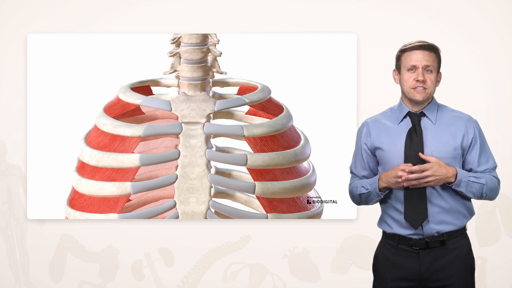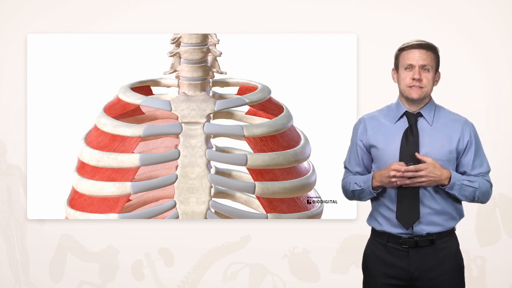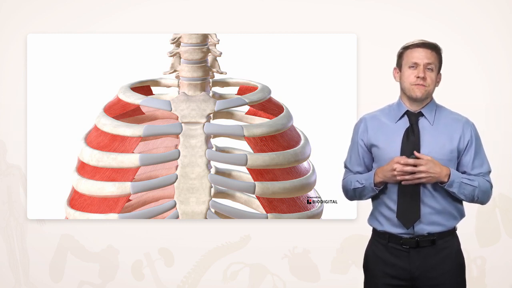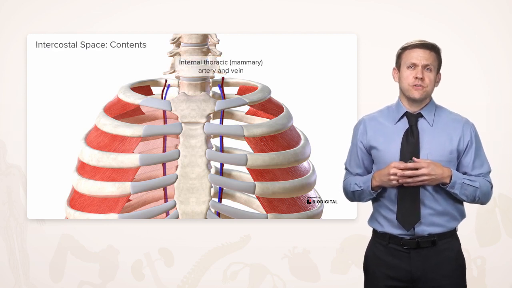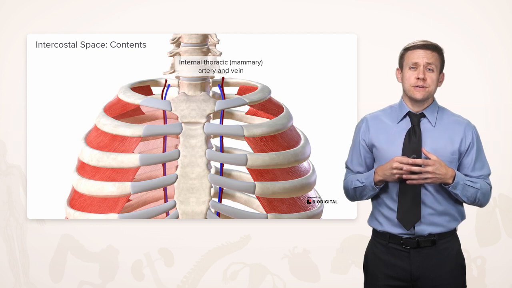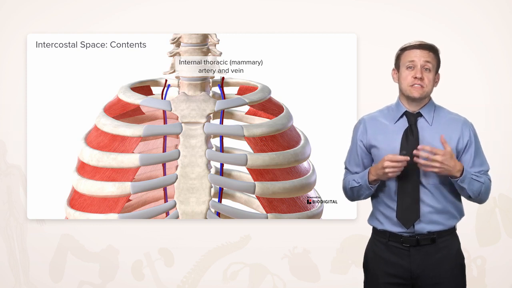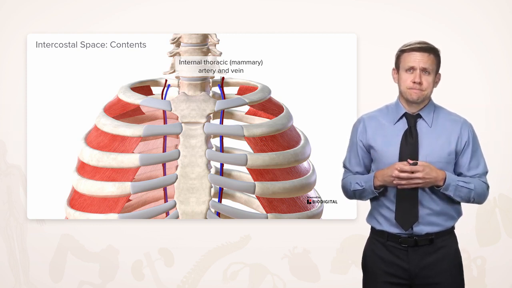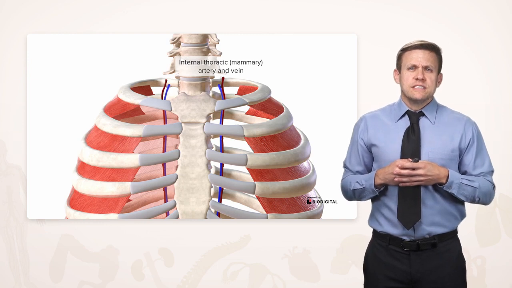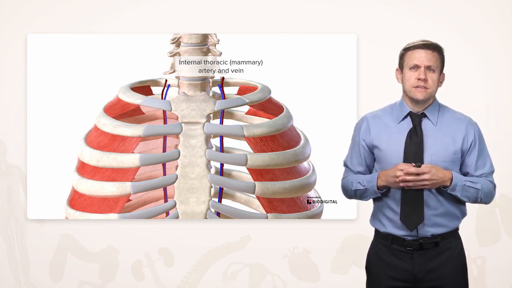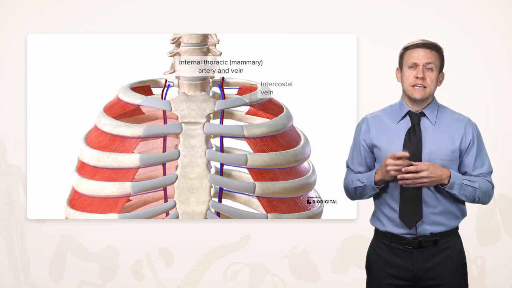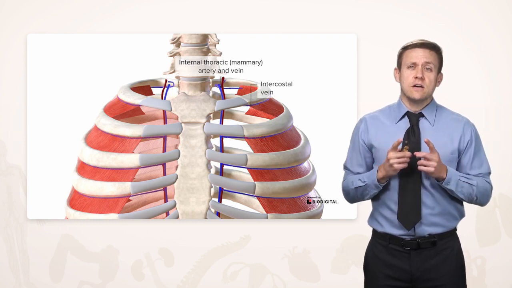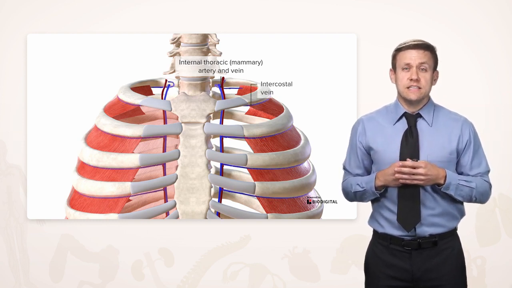Now, the vasculature of the intercostal space is very interesting, and the first thing we have to talk about are these vessels called the internal thoracic or internal mammary arteries and veins that are branches of the subclavian arteries and veins. You'll notice that just below each rib, there's a little vein called an intercostal vein running along anteriorly until it meets the internal thoracic.